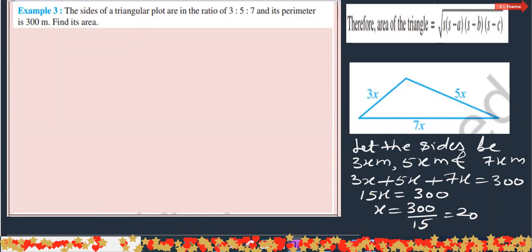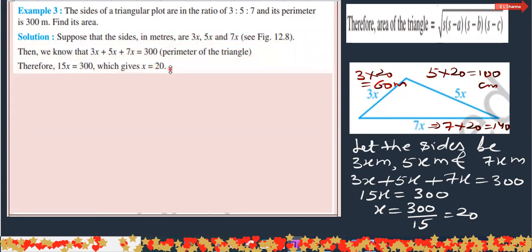Now we can determine the sides here. This is 5x, so 5, the value of x is 20, so that will be 100 meter. 7x means 7 into 20, that is 140 meter. And this side is 3x means 3 into 20, that is 60 meter. तो अब हमारे पास तीनों साइड आ चुकी है. Let this side A is 140, B is 100 and C is 60 meter.